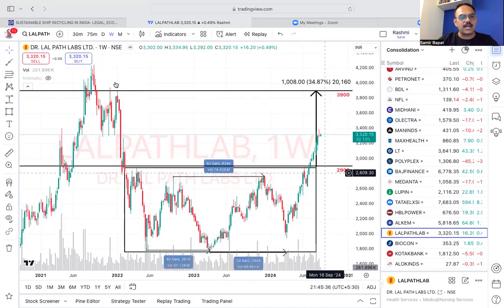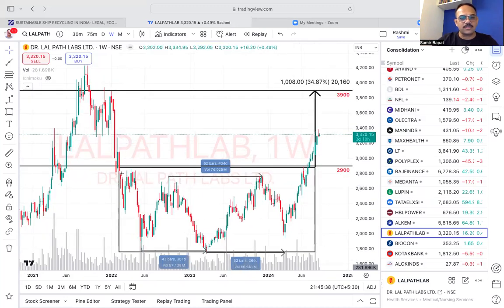Now this is Dr. Lal Path Labs. It has gone down, went up, gone down, went up, gone down, and the breakout happened here. This is the breakout point. This is the width of the triangle. After measuring the width, I have kept it till here. This is the target. It is matching with the previous top. That gives us more confidence that it is likely to reach here.